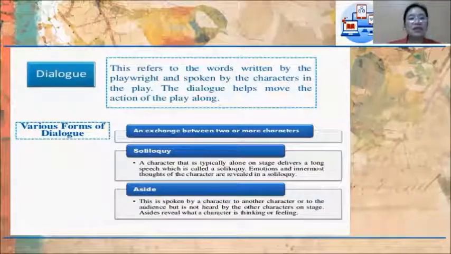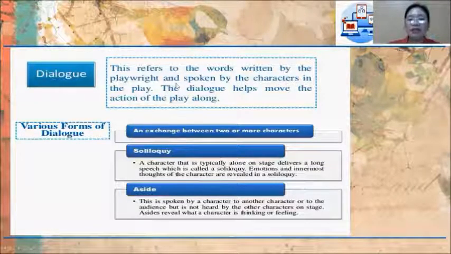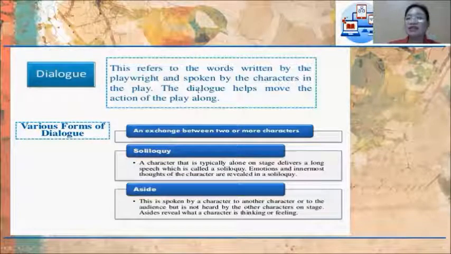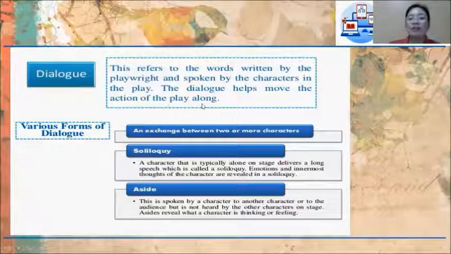literary element, which is dialogue. Dialogue refers to the words written by the playwright and spoken by the characters in the play. Now, the dialogue helps move the action of the play along. It can also be defined as an exchange between two or more characters. Now, I have here forms of dialogue, soliloquy and aside.